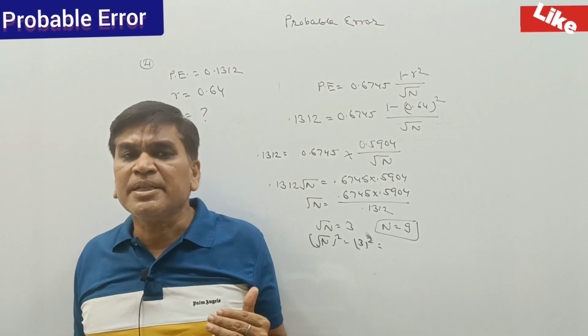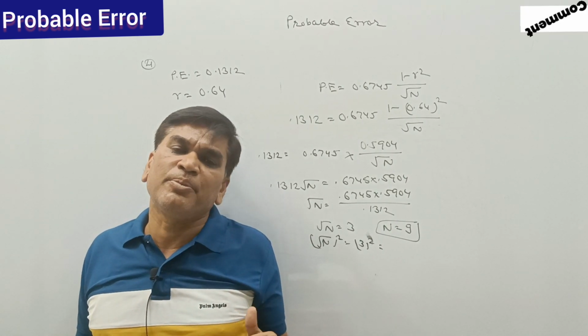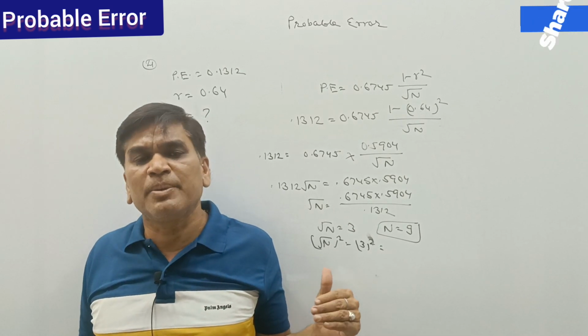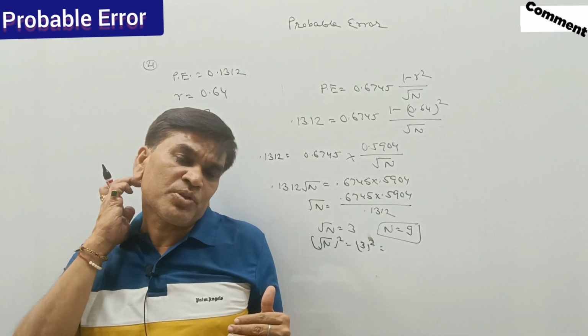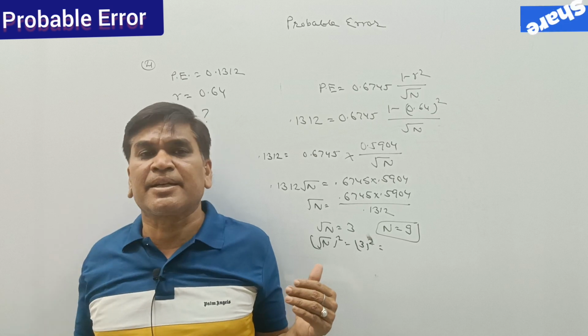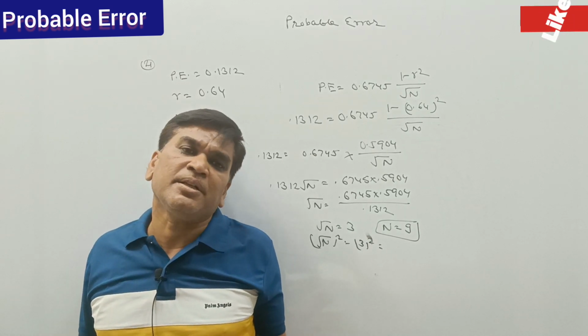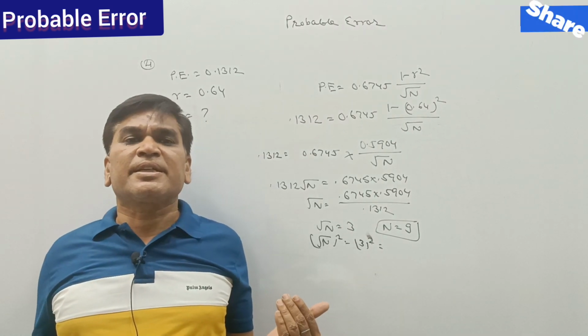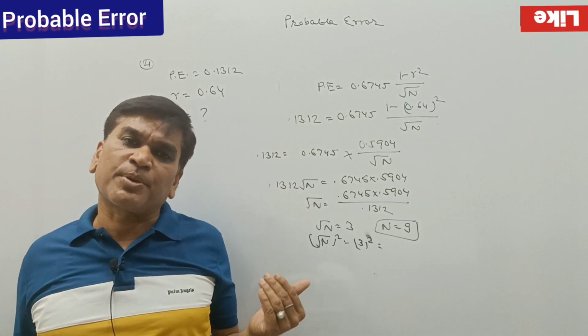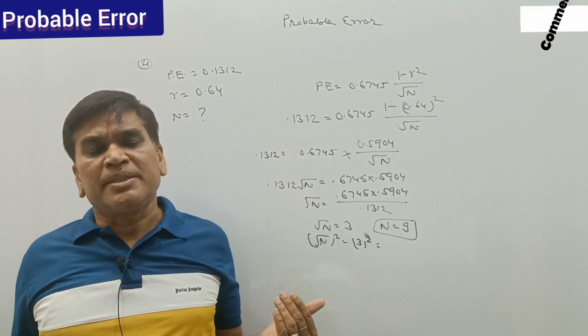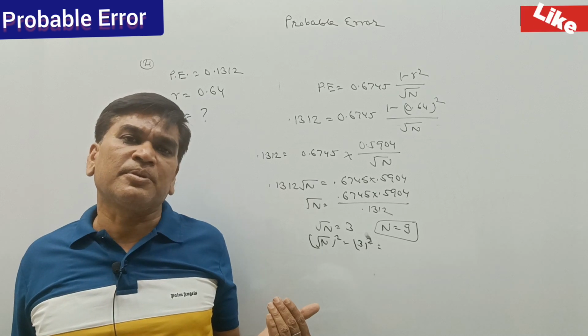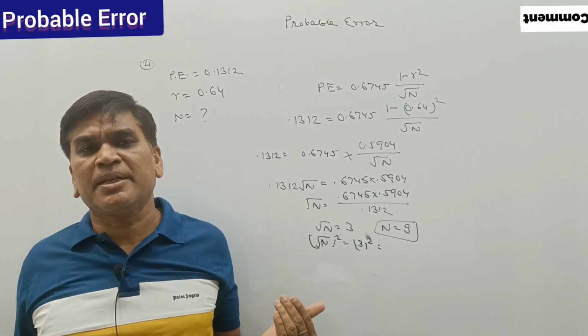So I think with the help of this video, you now know how to calculate probable error and what the use of probable error is in the correlation chapter. To know whether the correlation is significant or not, we have to calculate the probable error. So I think this video will be helpful to you to know how to calculate probable error and what its use is.